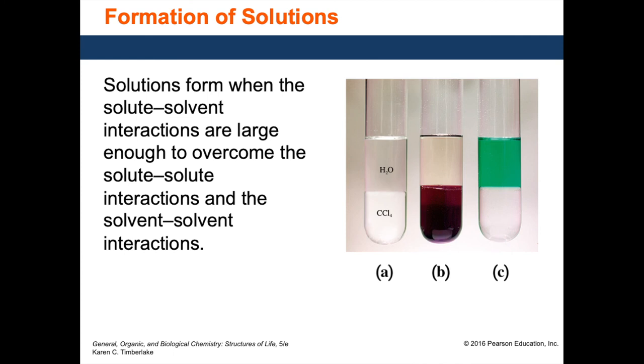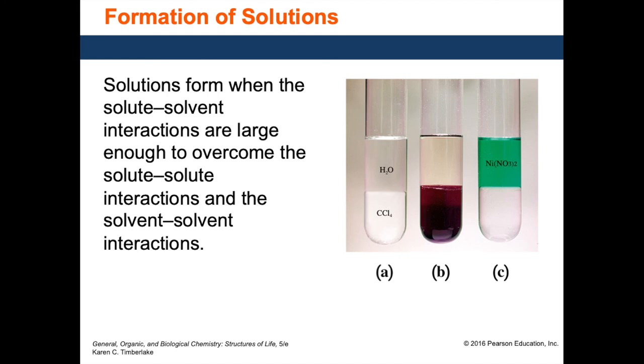There are 2 layers in the test tube on the left there, okay, where water floats on top of carbon tetrachloride. Water is less dense than carbon tetrachloride. That's why it's on top, in case you're wondering. Okay, but in test tubes B and C, we have the same biphasic system, but we've added 2 different solutes.